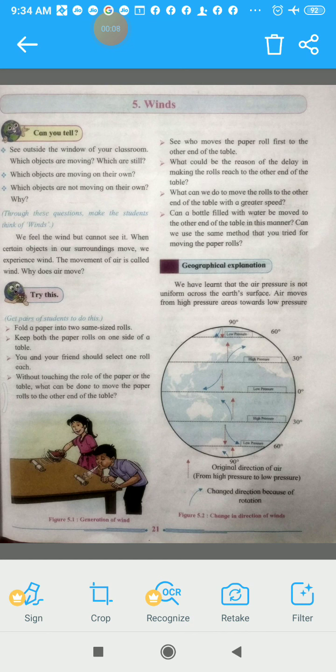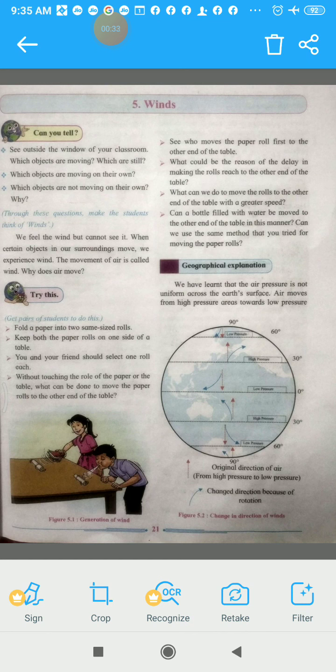Now I'm going to explain figure 5.2 to you. Its explanation is on page number 22, but the figure is on page 21. So just pay attention to the figure on page number 21. Let us see in the figure. First, understand what the red arrow and blue arrow stand for.